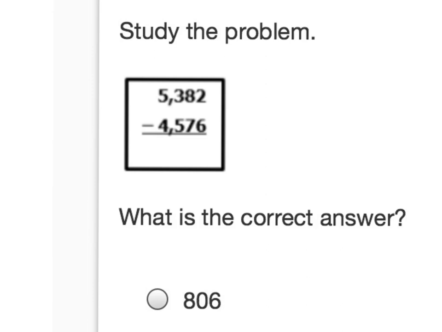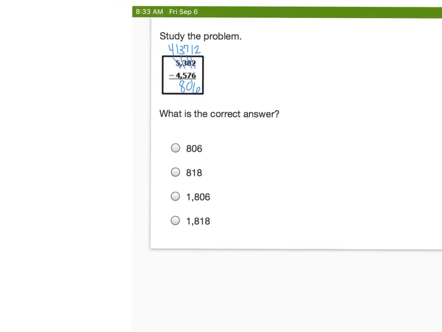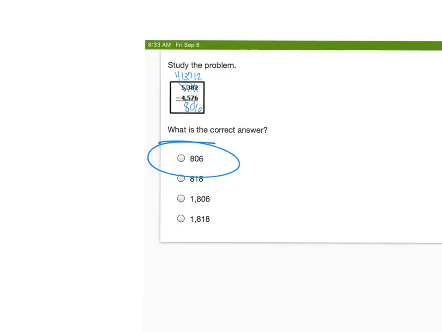Alrighty, we can't take 6 from 2. We're going to regroup again. Again, here I have to regroup. 13 take away 5 is 8, and 4 minus 4 is 0. So my correct answer was A.